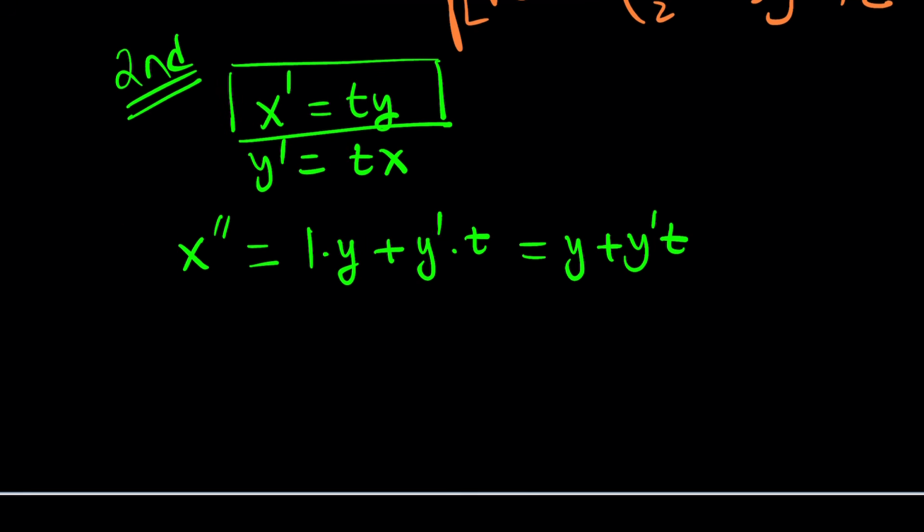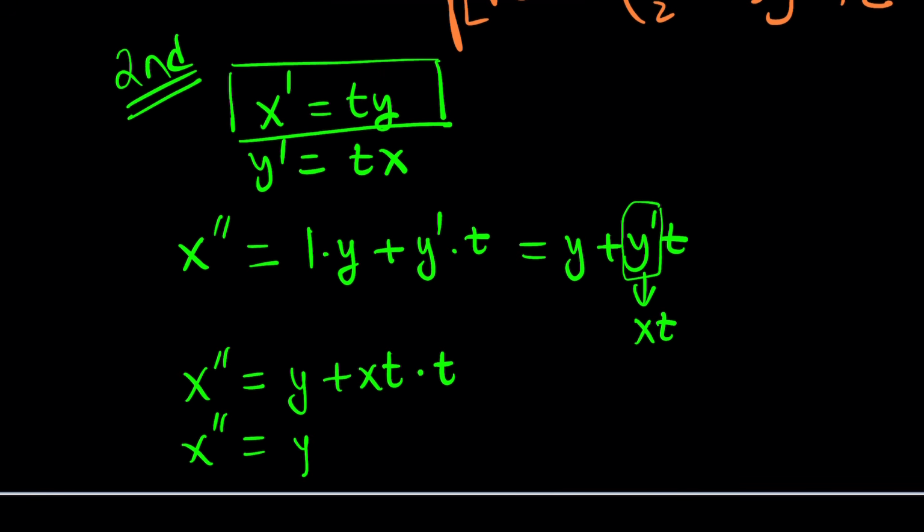Now, you can actually go ahead and replace y prime with xt, because remember, that was given in the original system. So from here, x double prime equals y plus xt multiplied by t. So we're replacing y prime with xt. That's what we get. If you simplify, you get y plus xt squared.